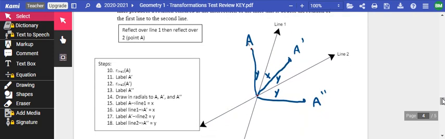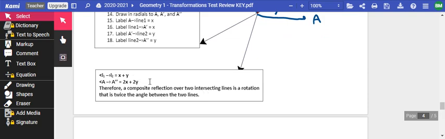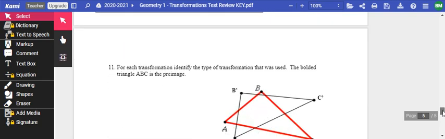Now intersecting lines. A to line 1 is y, the angle. Reflecting it over line 1, the angle between line 1 and A prime is x. So A prime to line 2 is y. Line 2 to A double prime is y. So the angle between line 1 and line 2 is x plus y. A to A double prime is 2x plus 2y. Therefore, a composite reflection over two intersecting lines is a rotation that is twice or double the angle between the two lines. Those two things are very important.